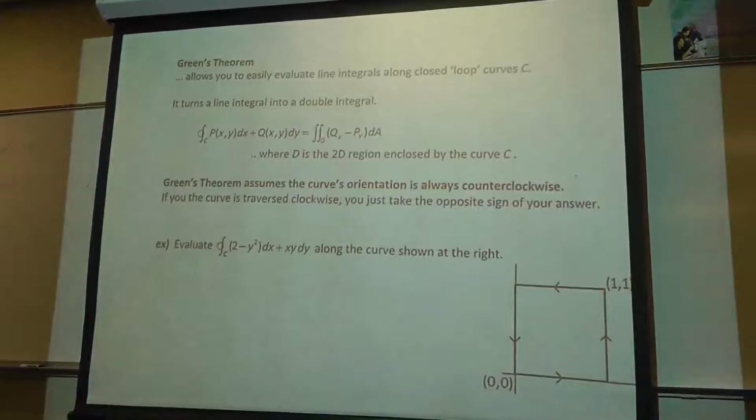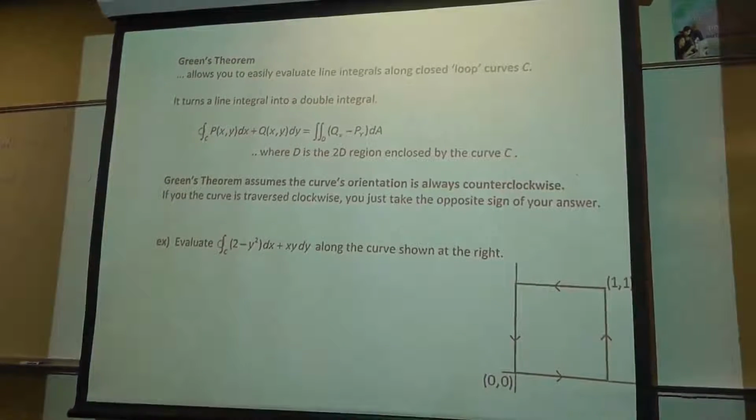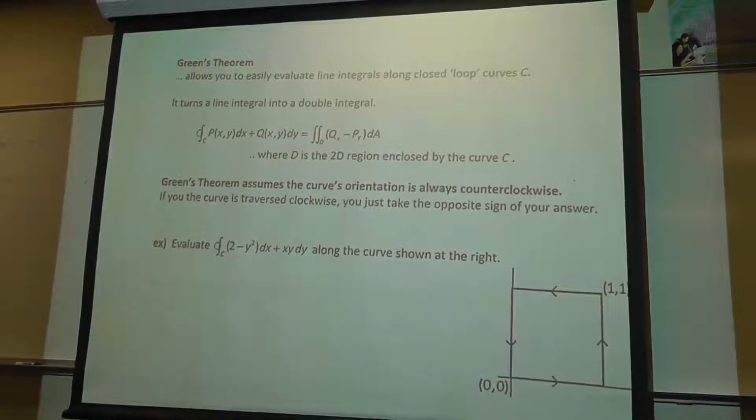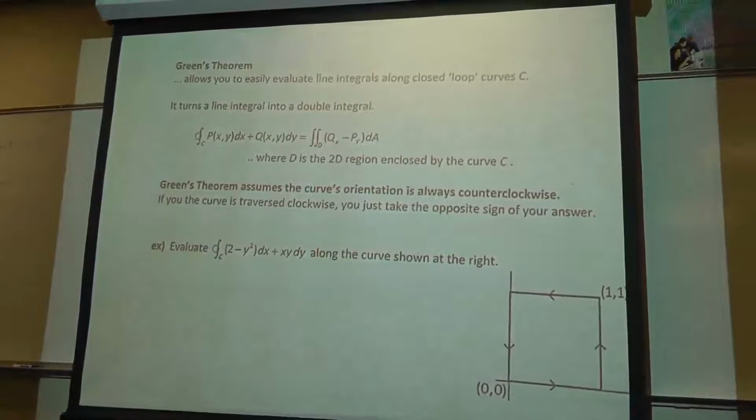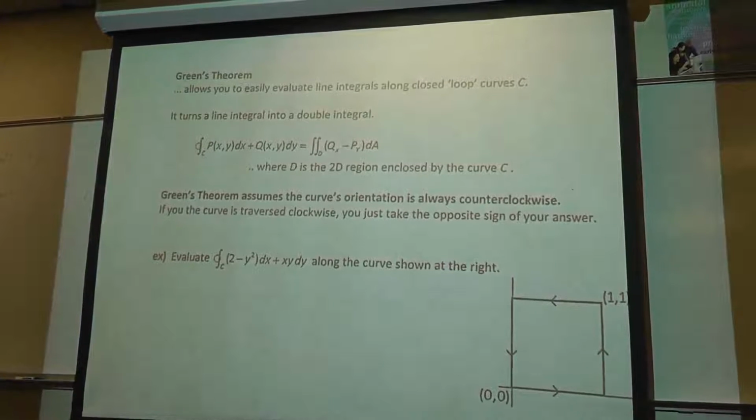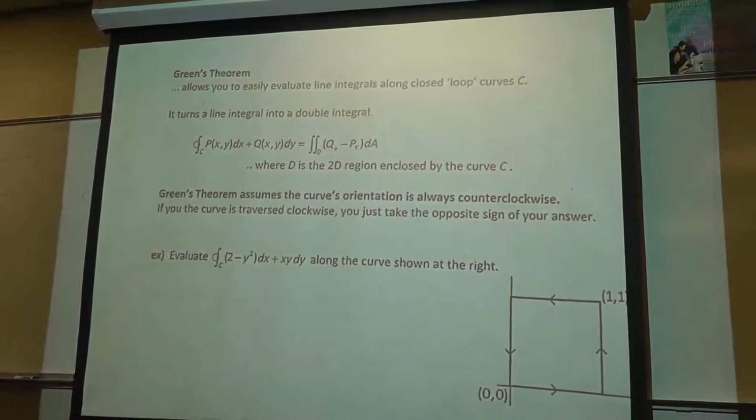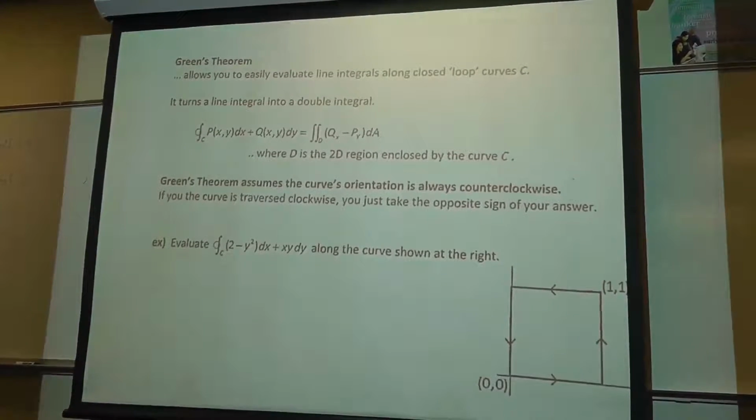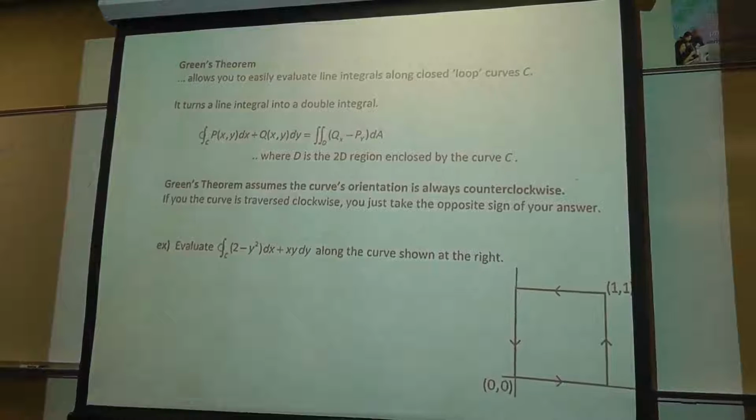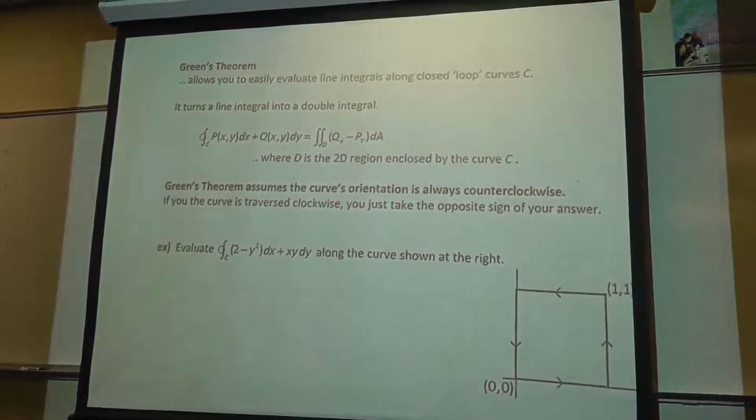Green's theorem. Green's theorem is kind of handy because it allows you to evaluate line integrals that make a closed loop. All the line integrals I've shown you so far, you go from here to here. You can have a straight line path, a parabolic path, a semicircle path, or something like that. But this is about a line integral calculation along a closed loop.